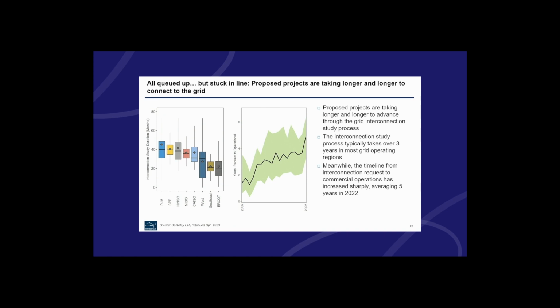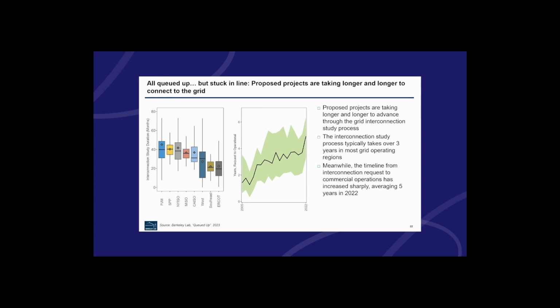You can see in many of the major markets or grid operating regions across the United States, it now takes over 3 years just to complete that series of studies. This is not even including construction or getting your local permitting. Just to get the interconnection agreement, it can take over 3 years on average. And of course, you see wide distribution of that time.